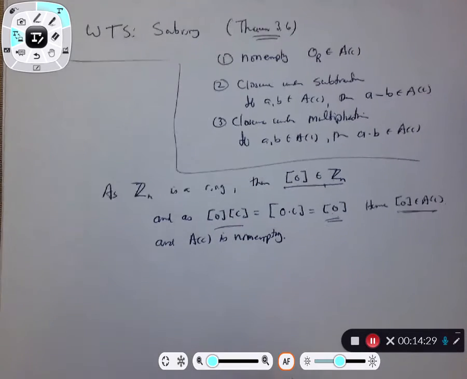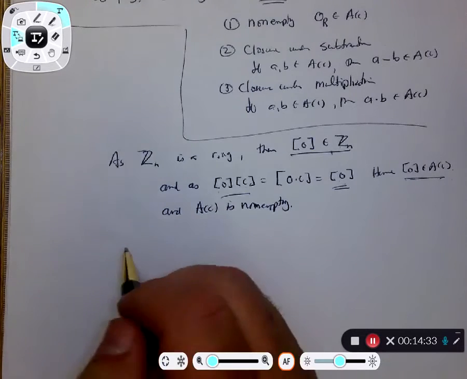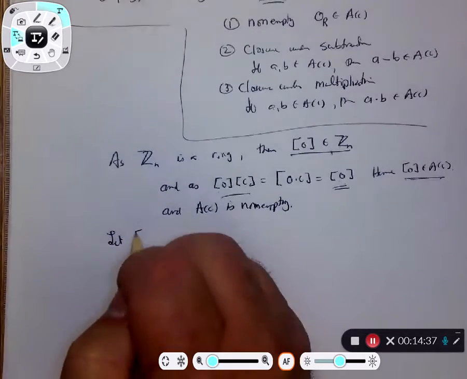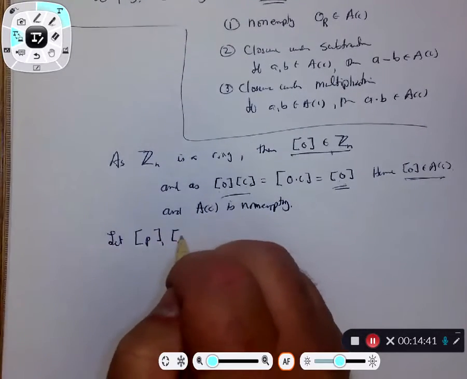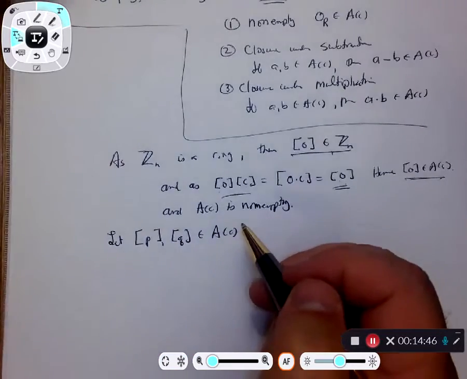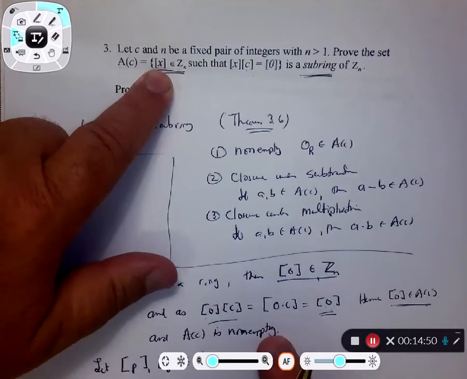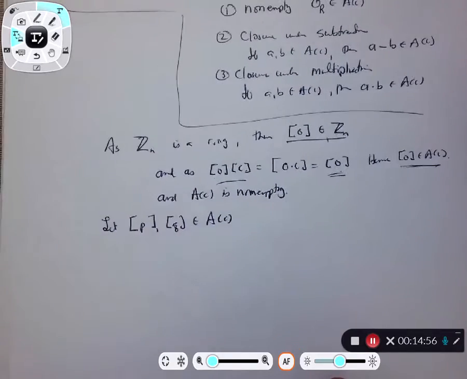The next part is you have to show closure under subtraction. You have to give yourself 2 elements. Pick different letters, P and Q: equivalence class P and equivalence class Q are elements of this A_C. You pick a couple of elements inside your set. Now that it's non-empty, you know there's some stuff there, so give yourself 2 of them. I'm calling them P and Q. Then you describe immediately what that means.